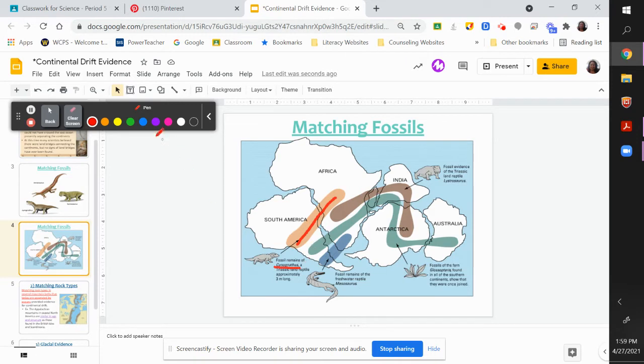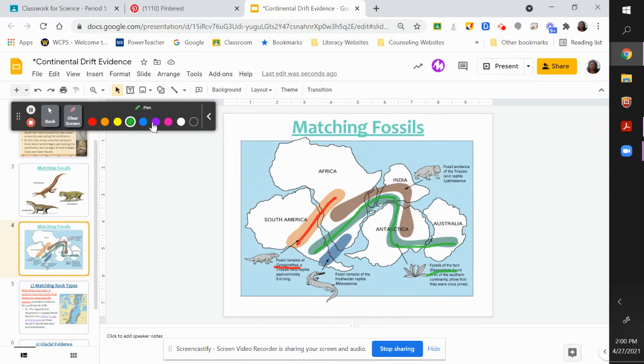Okay, now let's move on to this green one. I'm going to change my color. Okay, so green. That's the Glossopteris right here. So that's a plant. His theory is that, look, it was in Australia, it was in Antarctica, also in India, in Africa, and found in South America. So all of those continents have the remains of that plant.